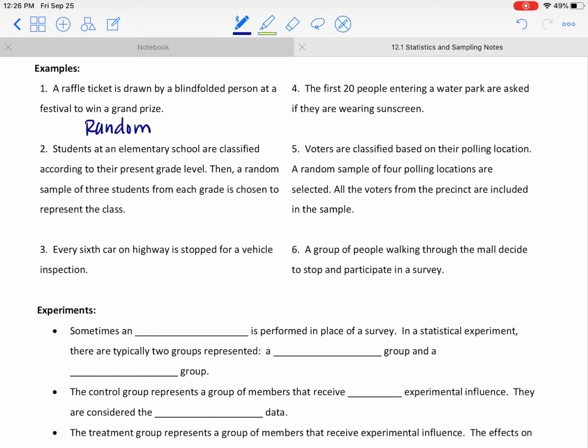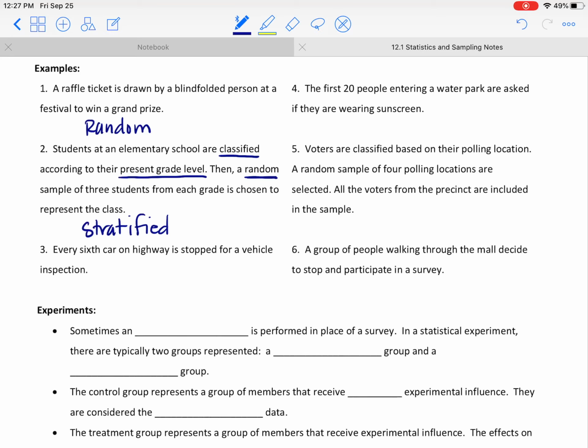Okay. Students at an elementary school are classified according to grade level, and then a random sample of 3 students from each grade level is chosen to represent the class. I mentioned this earlier, but random could be involved in most of these, and actually it should be. But along with the random sample of 3 students, they're classified by their present grade level. So we've got them grouped into grade levels. That's a stratifying factor, and then we're randomly choosing 3 from each grade level. So that's going to be a stratified sample, because we're taking these people based off something they have in common, which in this case is grade level.